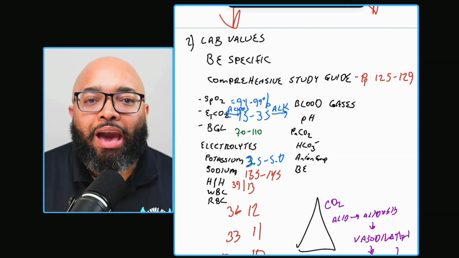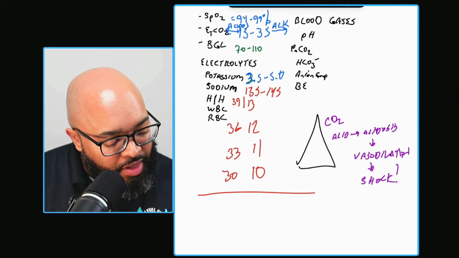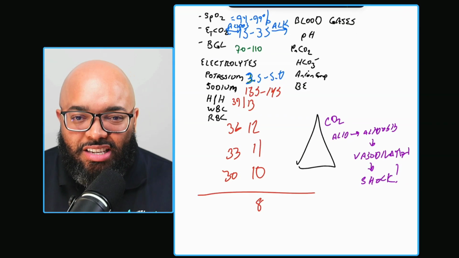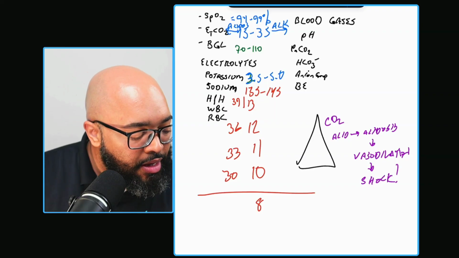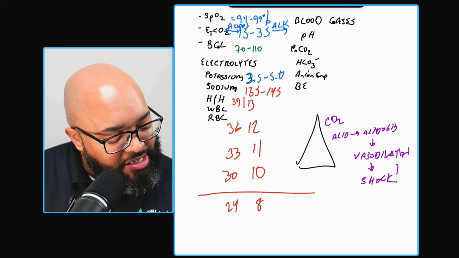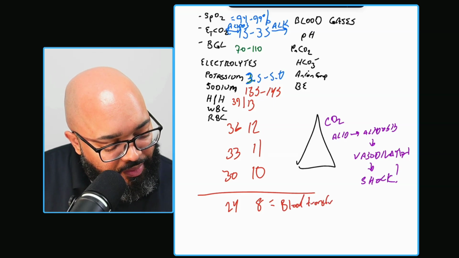Now, at what point does this patient need a blood transfusion? Once the hemoglobin gets to like 8, the hematocrit is going to be approximately 24. At this level, they definitely need a blood transfusion.